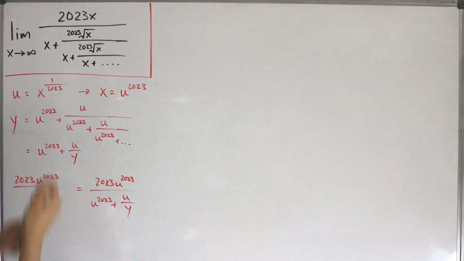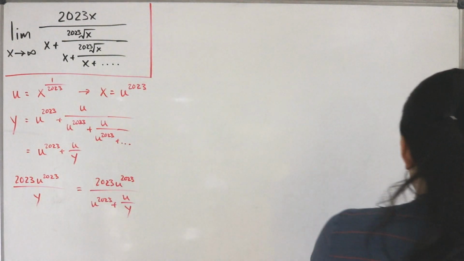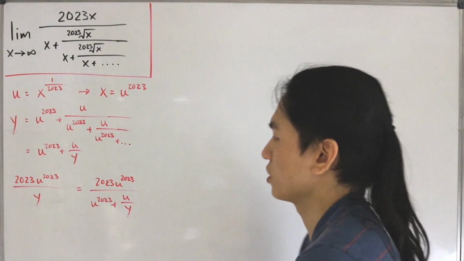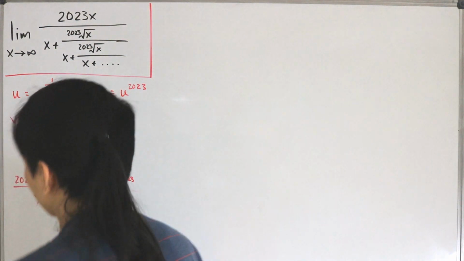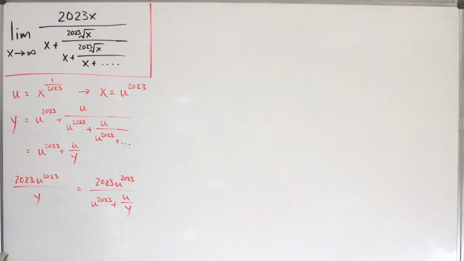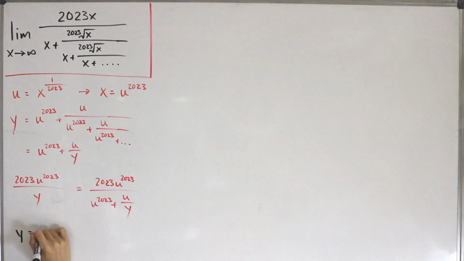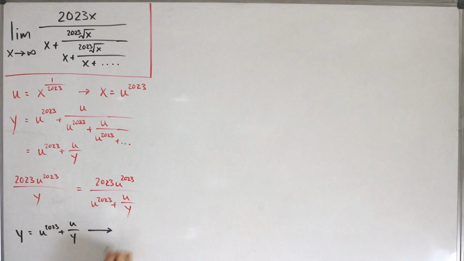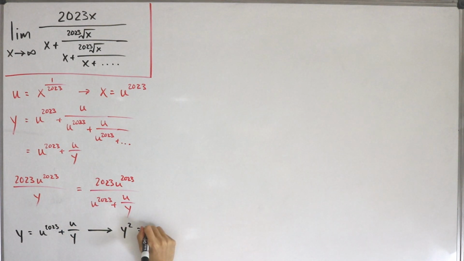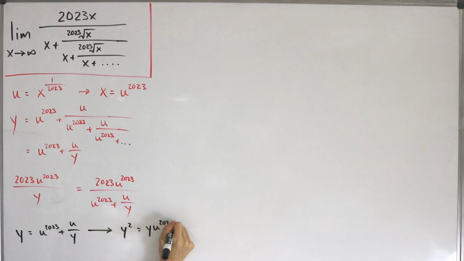Of course our numerators are equivalent to each other, so now we just set the denominators equal to each other. As we solve this out, we get something in the form of a polynomial that we're solving for our solutions. So now look at y, which equals u to the power 2023 plus u, divided by y. If I solve this out, I multiply y to both sides. So y squared then equals y times u to the power 2023, plus u.